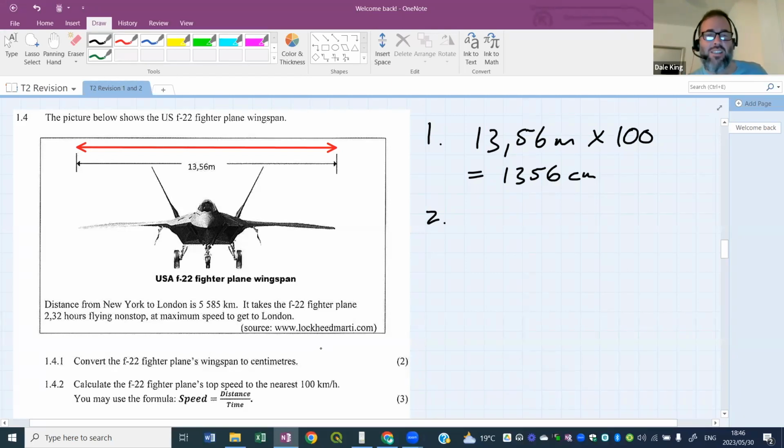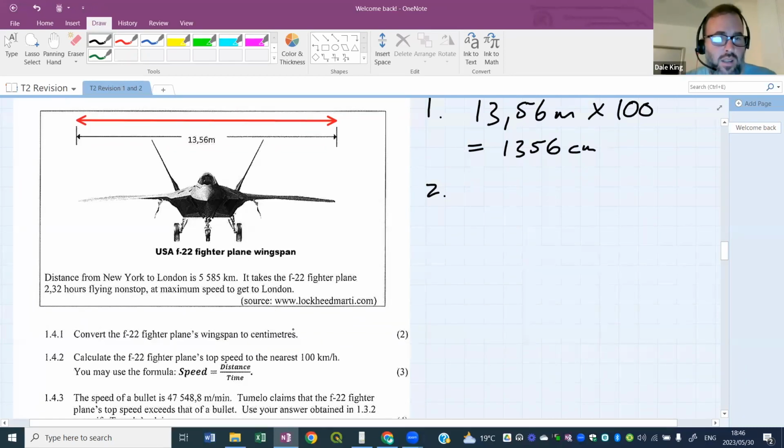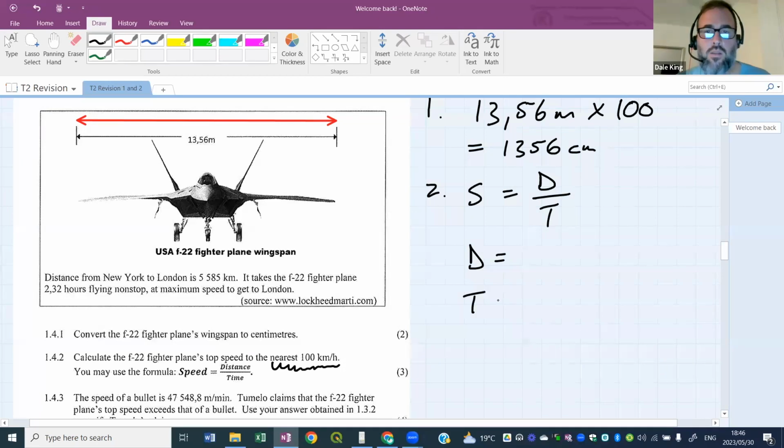All right, so here is a speed, distance, and time question, guys. Let's wrestle with this. It's question 1.4.2. Let's have a look. It says, calculate the F-22 fighter plane's top speed to the nearest 100 kilometers per hour. So that's our rounding. And you may use the formula speed equals distance over time. All right, so we need to get speed. For that, we need a distance and a time. So what is our distance and what is our time? They're obviously talking about this piece of text here from New York to London. If you look in that text, it says the distance from New York to London is 5,585 kilometers.